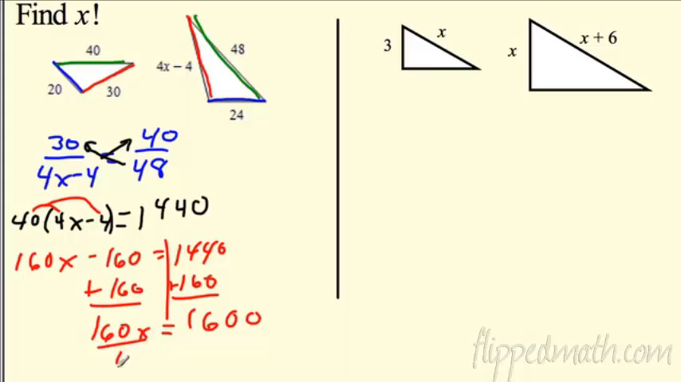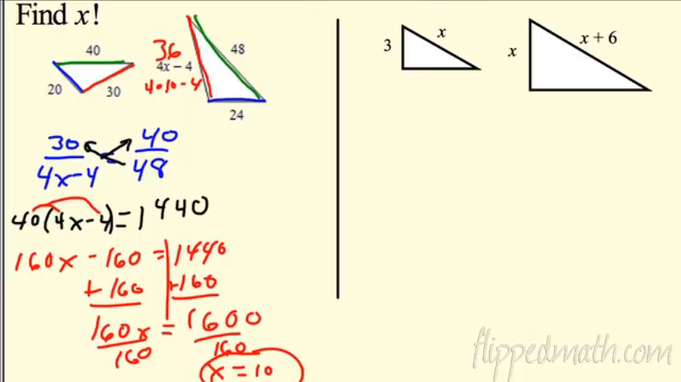So what do we got to do to both sides? Divide by 160. Divide by 160. X should equal 10. Does that make sense? Plug 10 back in here. What is 4 times 10 minus 4? Well, 4 times 10 is 40, minus 4 is 36. Does that seem reasonable? Sure, that seems like a pretty good match. It was the medium side in both of them. That's how I check. Medium side in both of them. I'm good to go. Awesome.